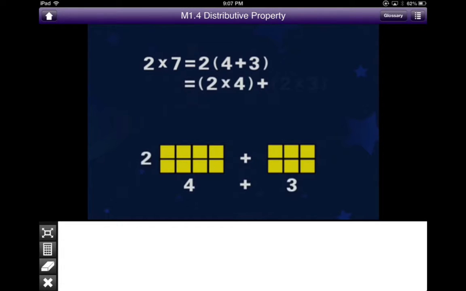Now we need to solve the partial products and then add. 2 times 4 is 8. And 2 times 3 is 6. Add 8 and 6. That's 14. You got it.